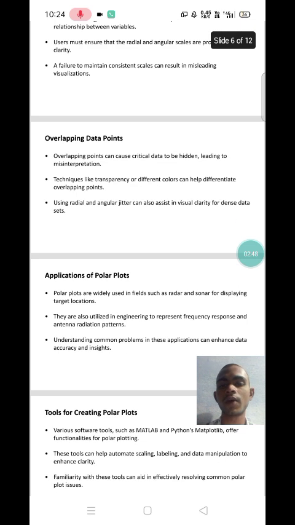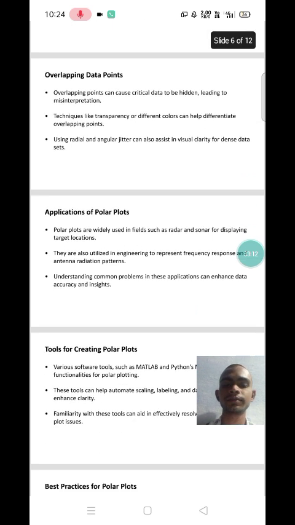The next one is overlapping data points. Overlapping points can cause critical data to be hidden, leading to misinterpretation. Techniques like transparency or different colors can help differentiate overlapping points. Using radial and angular jitter can also assist in user clarity for dense data sets.